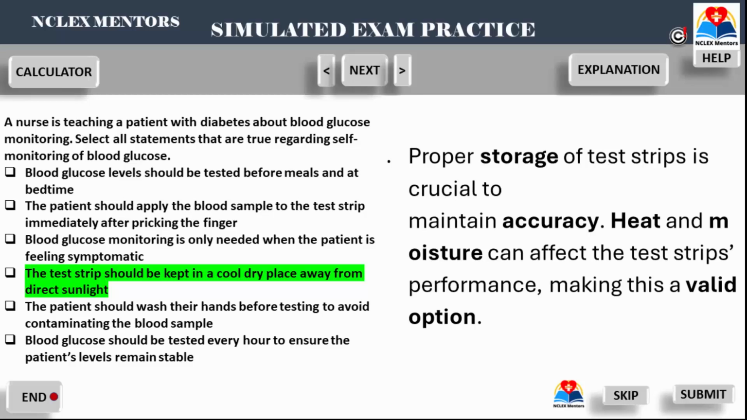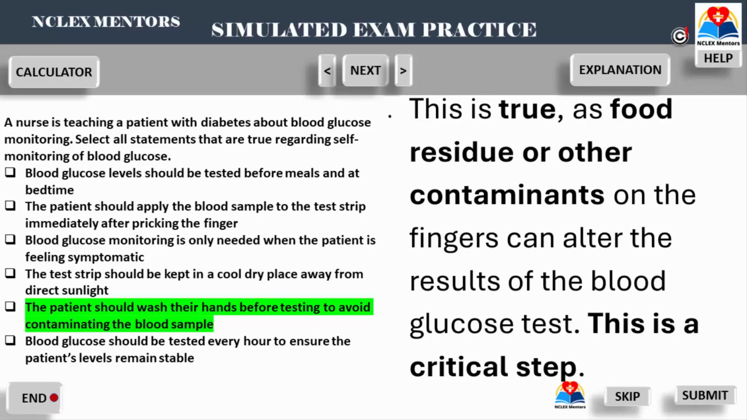Option 4. The test strip should be kept in a cool, dry place away from direct sunlight. Absolutely. Heat and moisture can damage the test strips, leading to inaccurate results. Proper storage is crucial. Option 5. The patient should wash their hands before testing to avoid contaminating the blood sample. Yes, dirty hands can lead to false readings. Always wash hands to ensure accuracy.